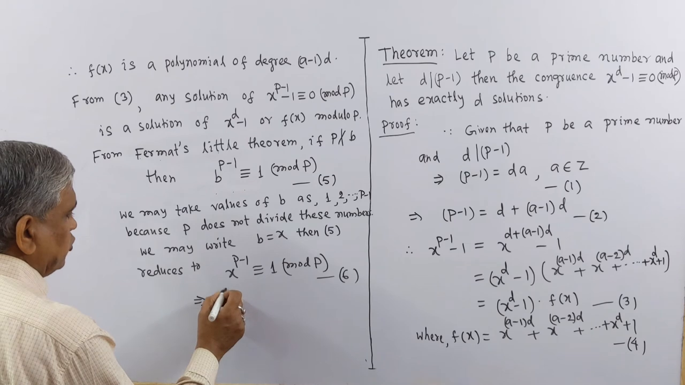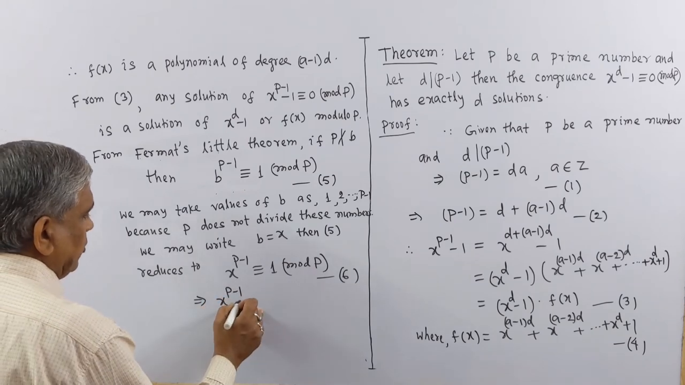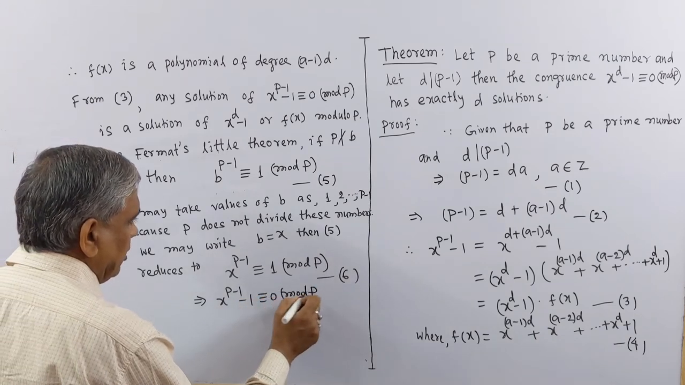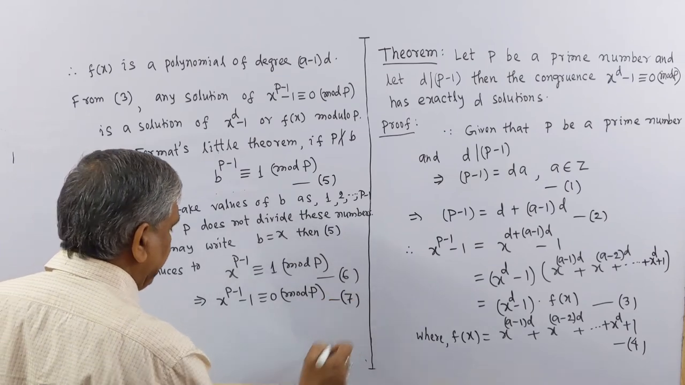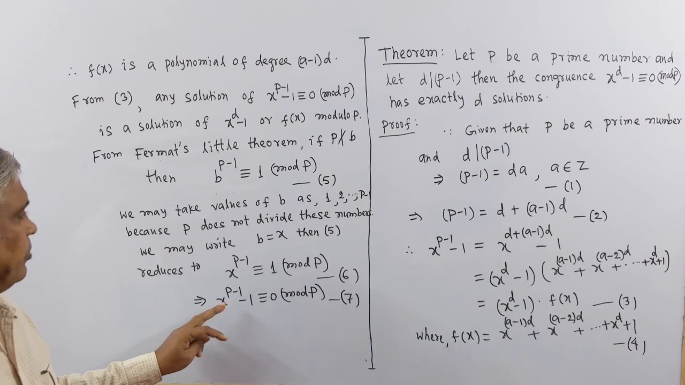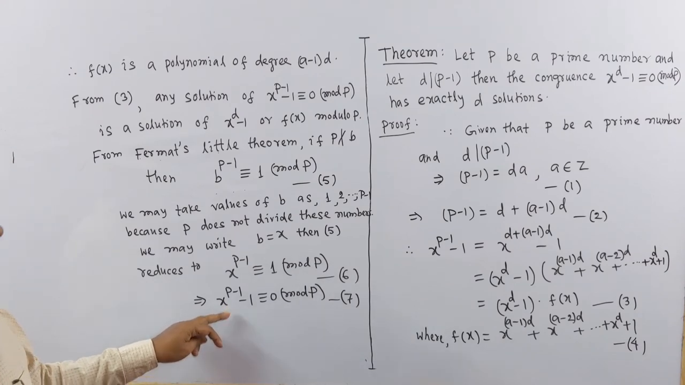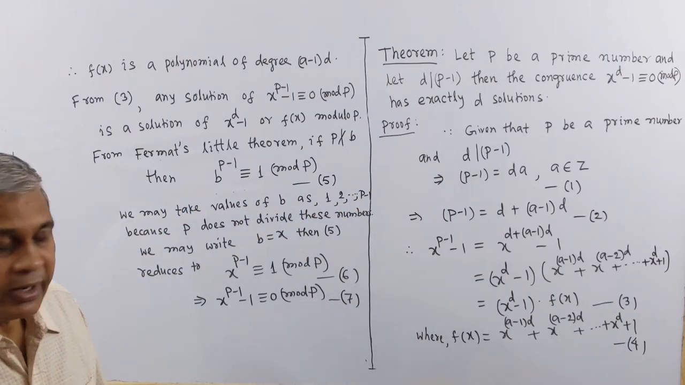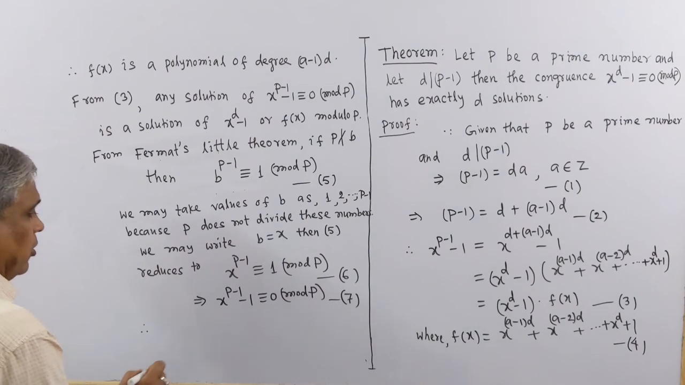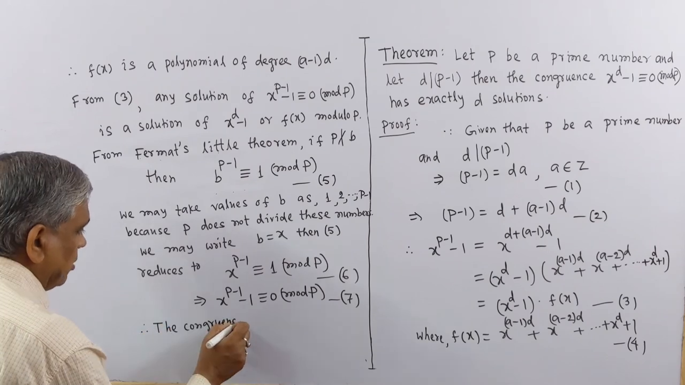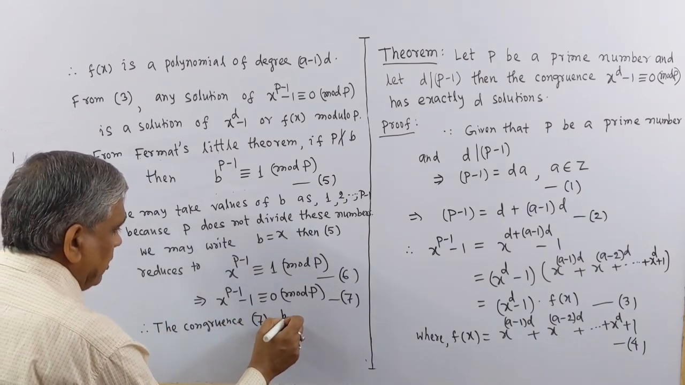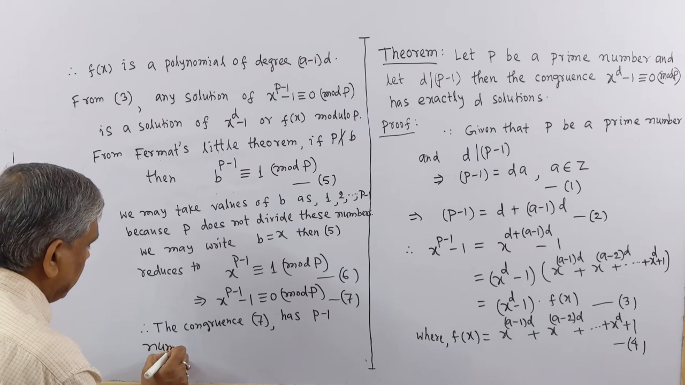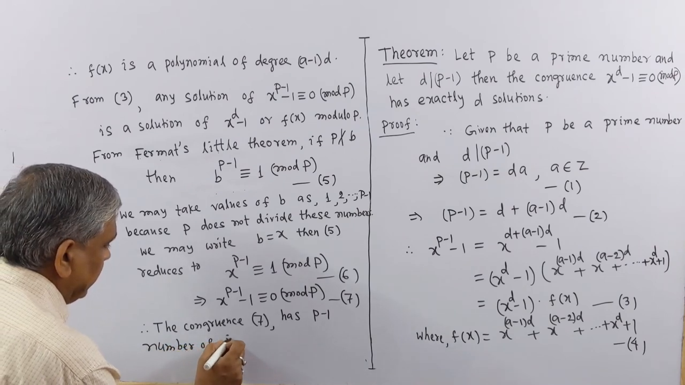This implies that x to the power P minus 1 minus 1 is congruent to 0 modulo P. This is number 7. Since the value of x is B and B may take values 1, 2, ..., P minus 1, therefore the congruence 7 has P minus 1 number of incongruent solutions.